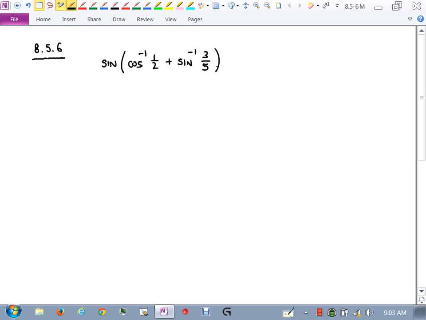All right, now look, this is not an identity, all right? Something like this would be instructions here, find exact value.